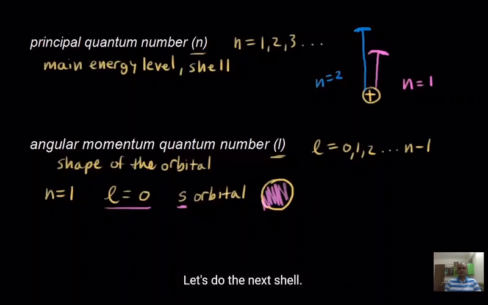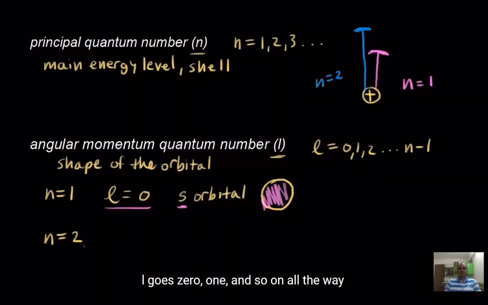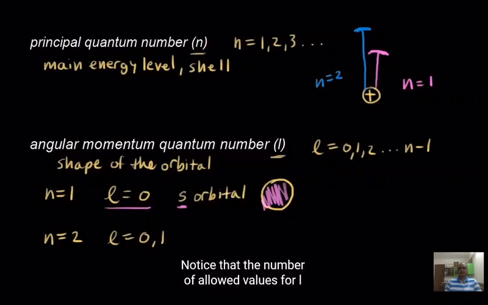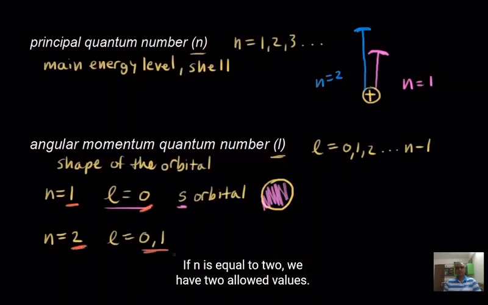Let's do the next shell. So n is equal to 2. So if n is equal to 2, what are the allowed values for L? So L goes 0, 1, and so on, all the way up to n minus 1. So L is equal to 0, and then n minus 1 would be equal to 1. So we have two possible values for L. L could be equal to 0, and L could be equal to 1. Notice that the number of allowed values for L is equal to n. So, for example, if n is equal to 1, we have 1 allowed value. If n is equal to 2, we have 2 allowed values.